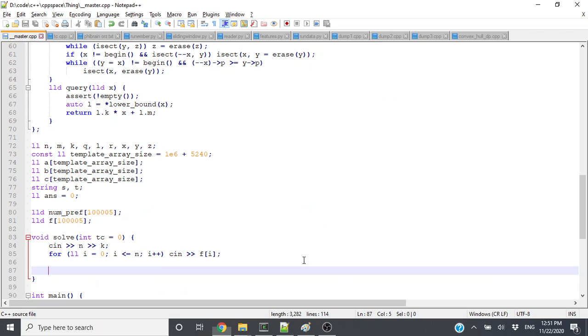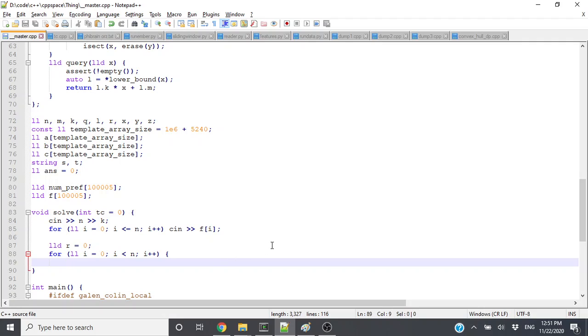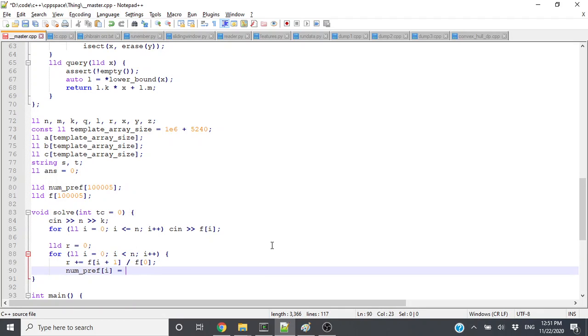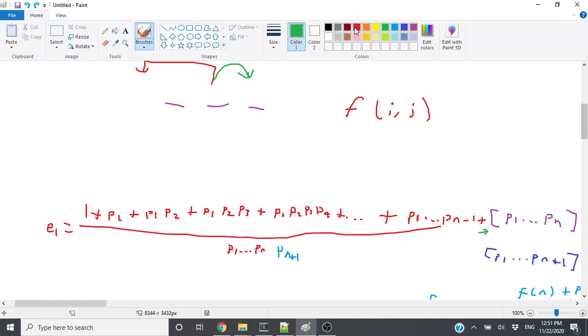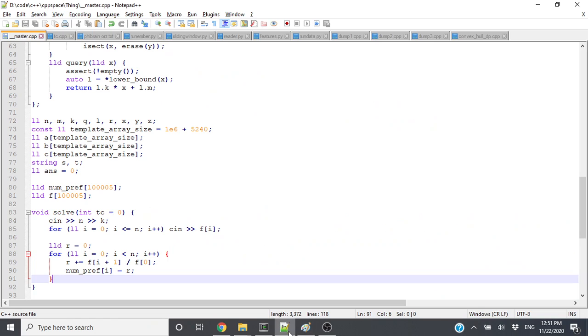Now let's see, so this should be f of i plus 1 over f of 0. Num pref i equals r. That should work for this. Now say we want to get up to 3, for example. Then we would get this and then divide by this.